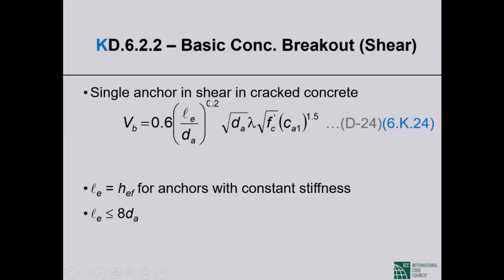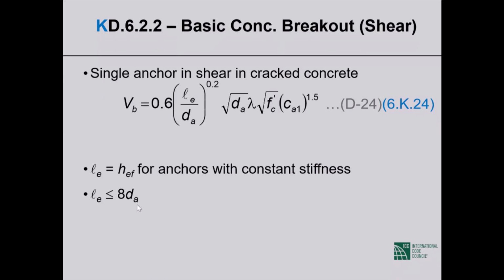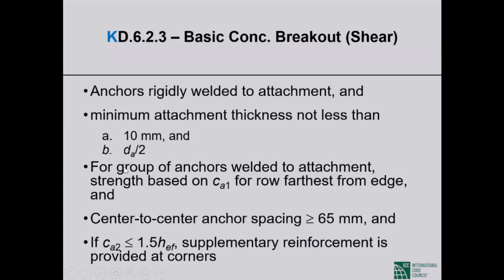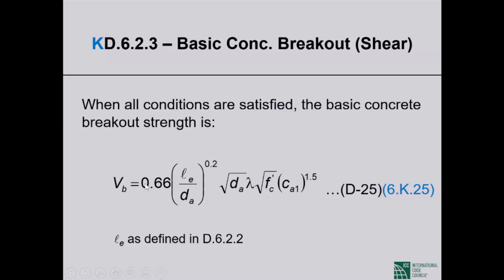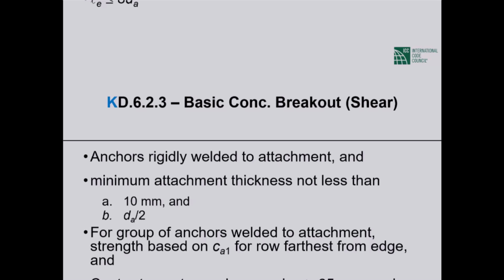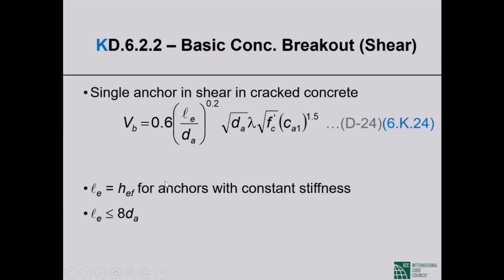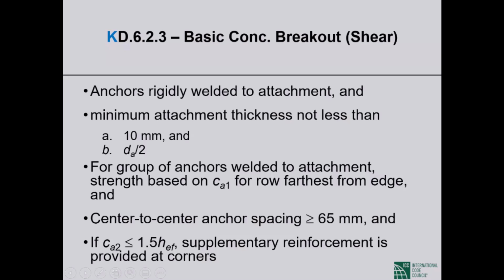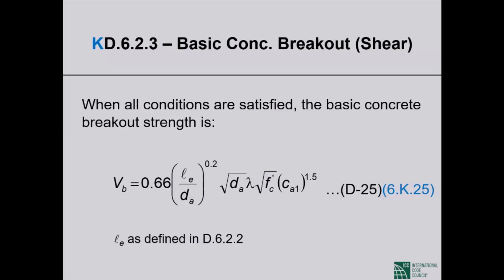If you are able to satisfy 5 given conditions, and I will not go through them in view of our time situation, then there is an alternative equation that you are allowed to use. Now, in the basic equation, the constant was 0.6. In the alternative equation, the constant is 0.66. You get a 10% advantage. The rest of it is the same. So if you are able to satisfy the 5 conditions, then you are allowed to use the second equation.